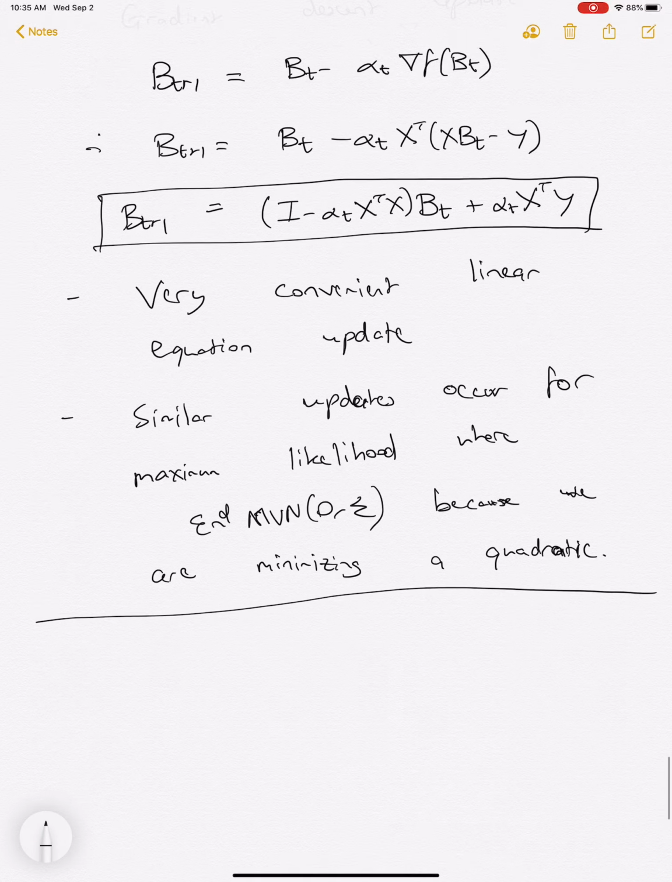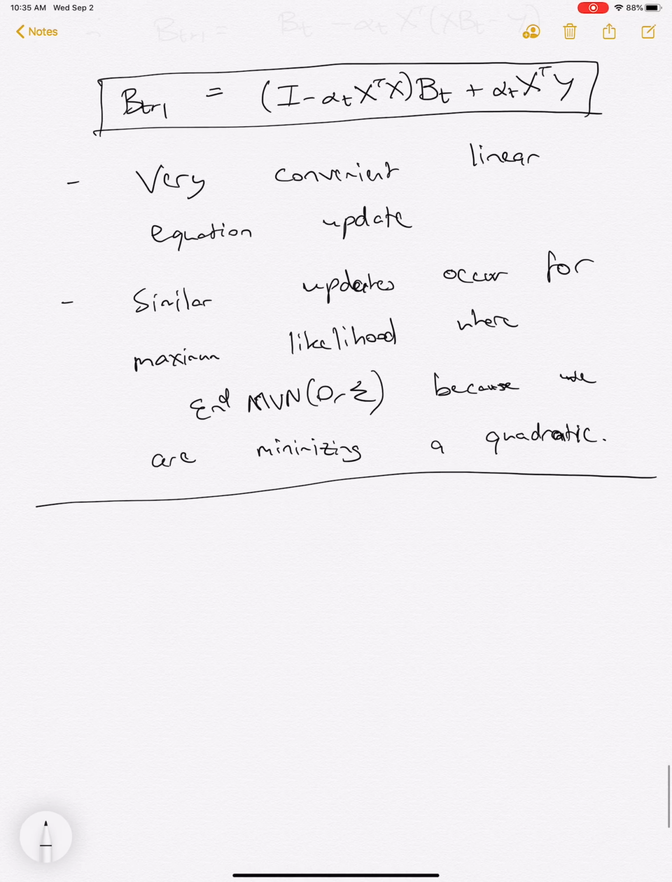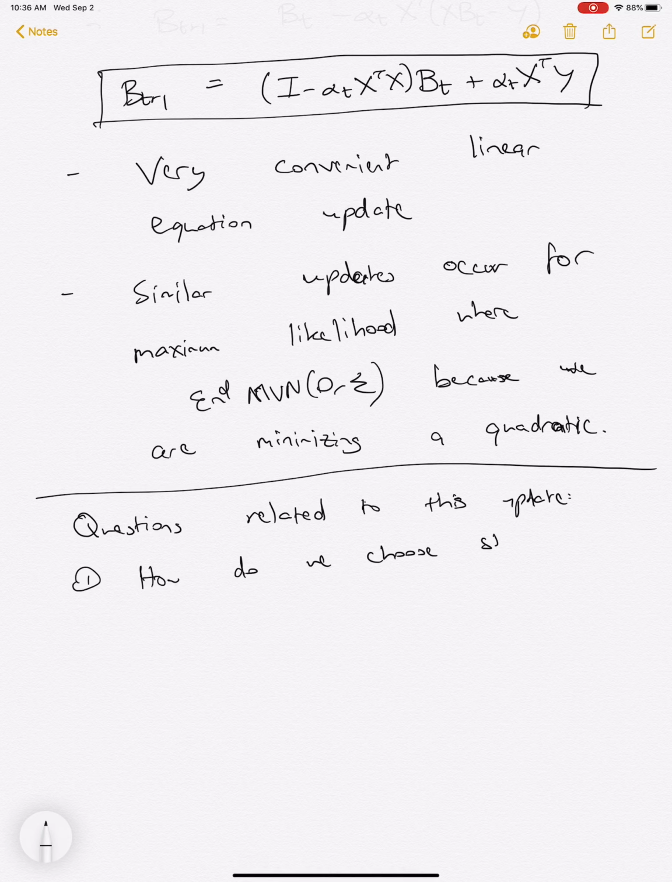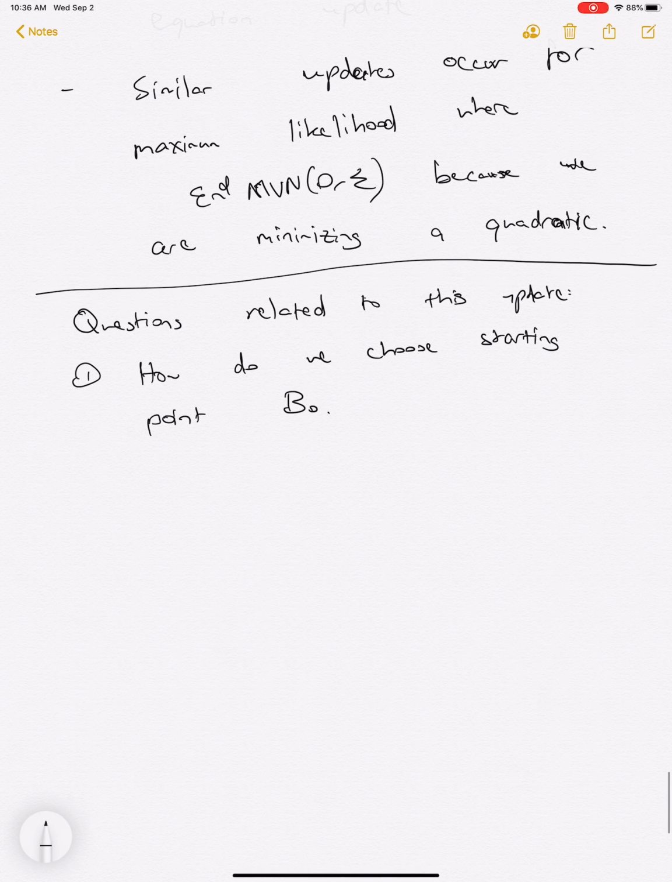Okay, so we've got a procedure that's seemingly very simple and nice, but we don't really know much about it at this point. So there are a lot of questions that come up. So how do we choose the starting point? That's the first question to think about.